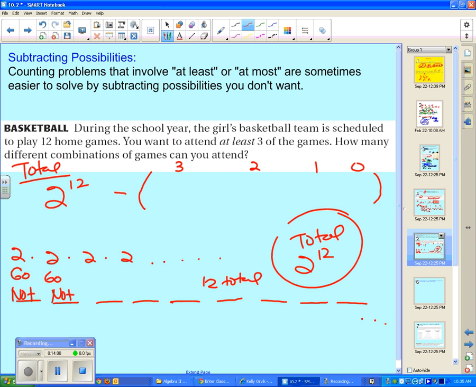This part of subtracting off is not quite so bad. So I have 12 games to go to. I could pick 3 to go to, or I have 12 games to go to and I could pick 2 to go to, or 1 or 0. So I'm subtracting off the ways that do not satisfy the situation that I'd want. And again, I'll let you do that on your own on your calculator.